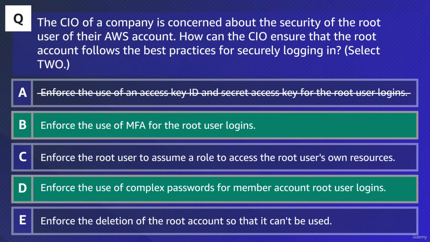For response C, you have enforced the root user to assume a role to access the root user's own resources. This is incorrect because the root user cannot assume a role to its own account. Roles are used for services within the account and third-party access to other AWS accounts. And last is E, which proposes you enforce the deletion of the root account so that it can't be used. This will not work because if the root account is deleted, all resources will be deleted. If this happens, you're no longer running environments in AWS.